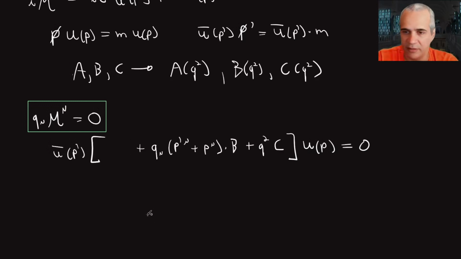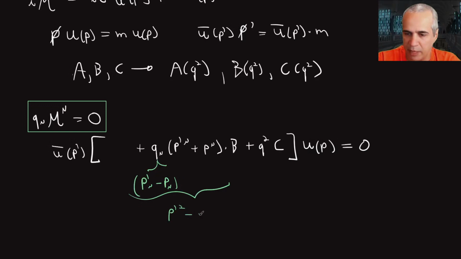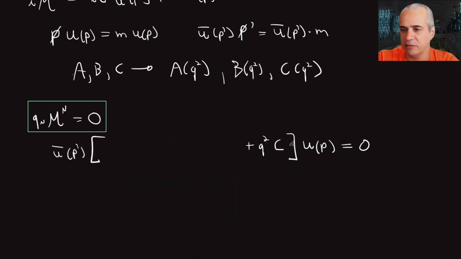independent of A, right? This one in the middle, again, I can rewrite this guy as p prime mu minus p mu, and do the product here. This will be p prime square, right? The whole thing here will be p prime square minus p square. Again, these are both momenta for electrons, so it will be mass square minus mass square. That means that this is 0 independent of B. And I get this equation, right? Q square is anything because this photon is off shell, so C needs to be 0.